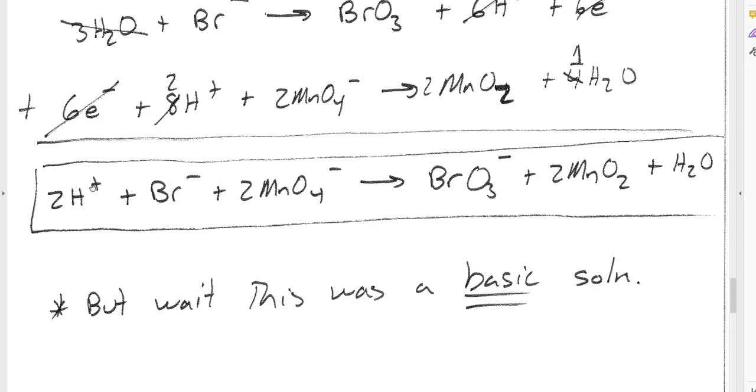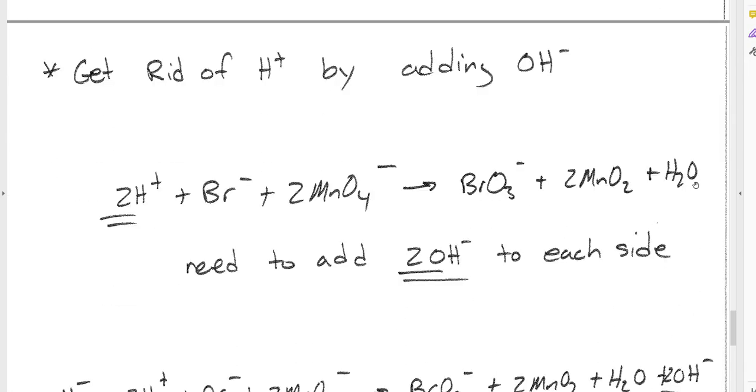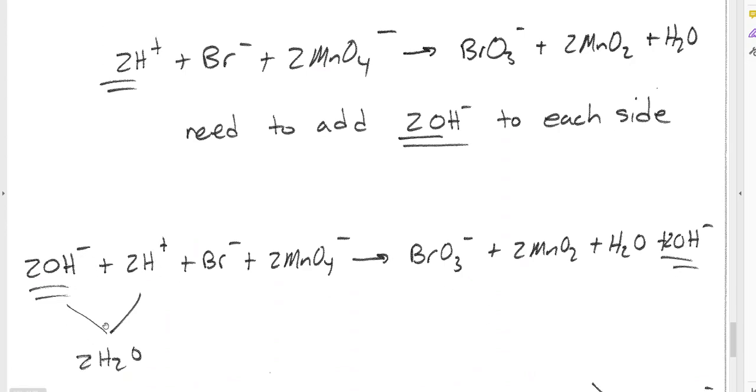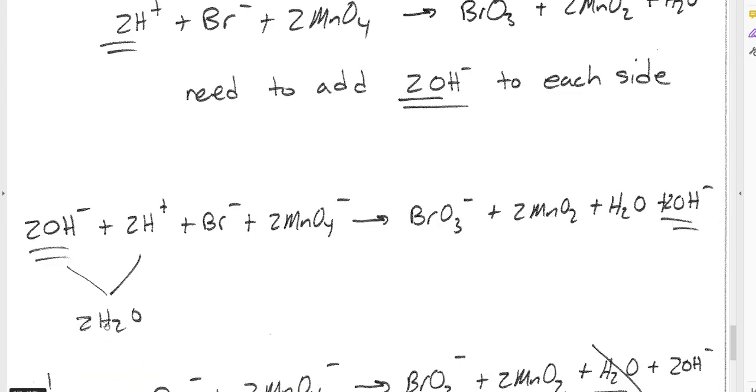We add OH minus. Okay, so to get rid of the H plus in this reaction, we have to add 2 hydroxides. But we have to do it to each side of the equation to keep it balanced. So I'm going to add 2 hydroxides to this side of the equation and 2 hydroxides to that side of the equation. Now, the hydroxide and the H plus on the same side will make water. So 2 hydroxides and 2 H pluses will make 2 water molecules.